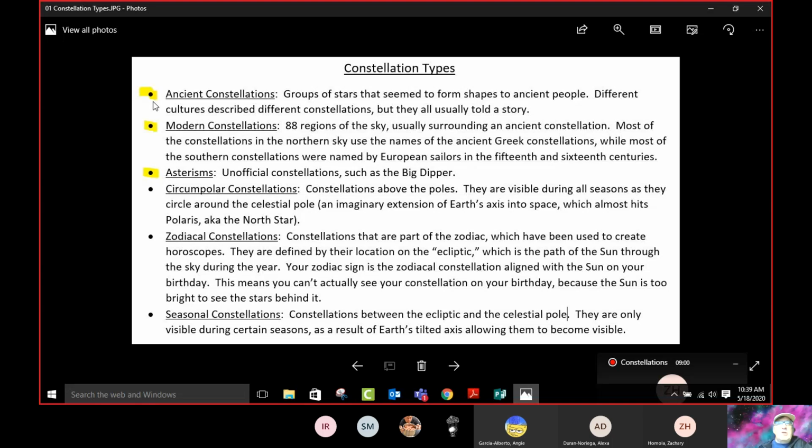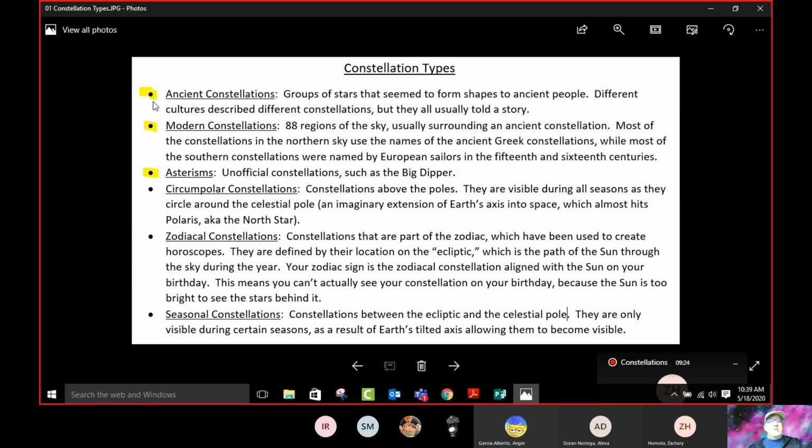And so people have done this throughout time and across the world to describe these patterns they saw in the stars in the sky. And of course, different cultures would have different patterns that they saw, and usually the patterns would be associated with some kind of story. So, for instance, Hercules. There is a constellation named for Hercules.